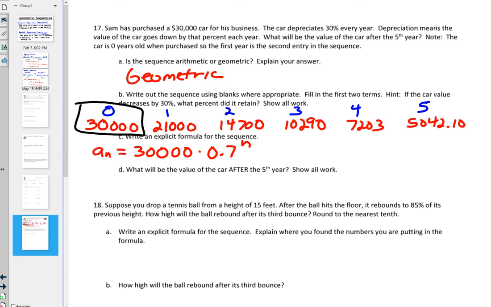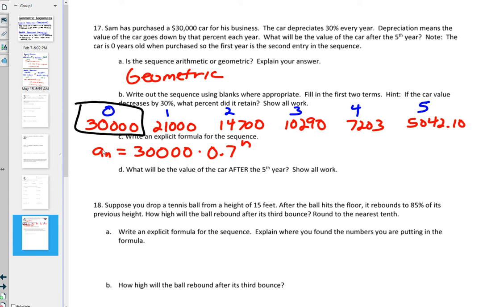If you were to put 21,000, then you'd have to put n minus 1. Now they want us to use this explicit formula to figure out what the value of the car would be after the 5th year. Remember that explicit formulas are the only ones that can be substituted into. So, since we actually went ahead and did this manually, this is what we did up here.